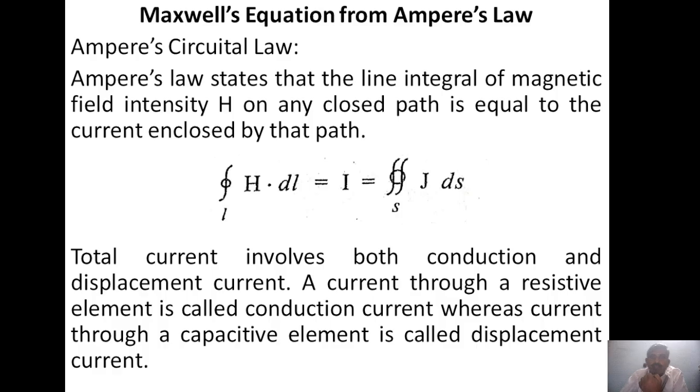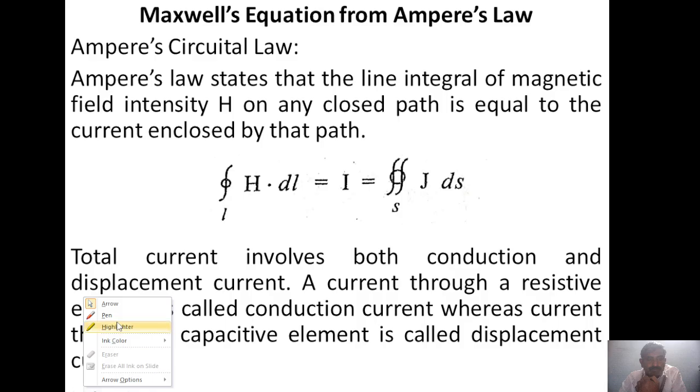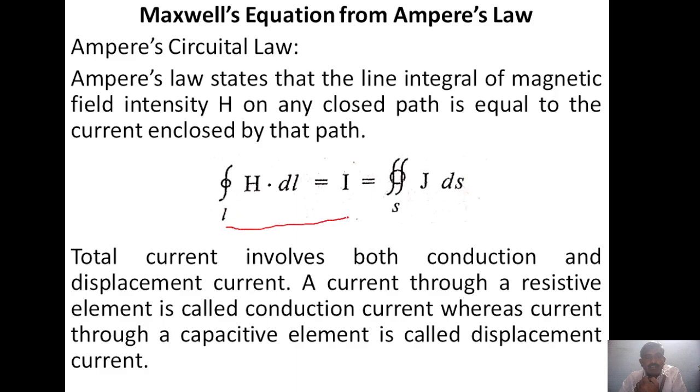First we can see Maxwell's equation from Ampere's circuit law. According to Ampere's law, we can state that the line integral of magnetic field intensity H on any closed path is equal to the total current enclosed. That is, the line integral of H dot dl is equal to I. Again, the I value we can write as the closed surface integral of current density times area.